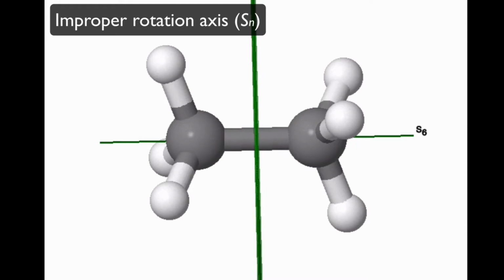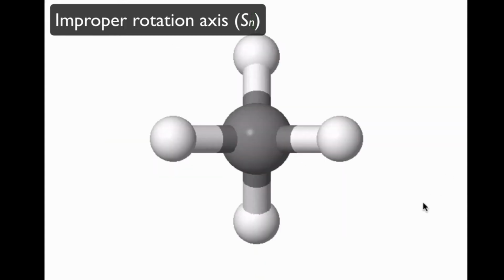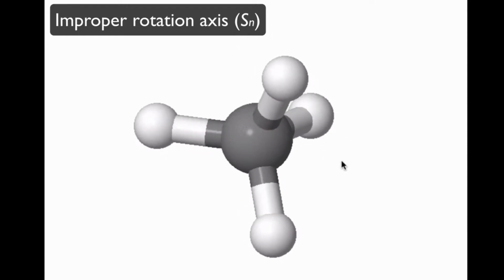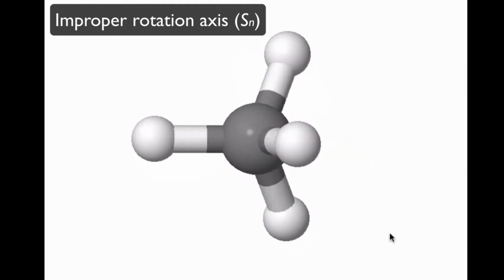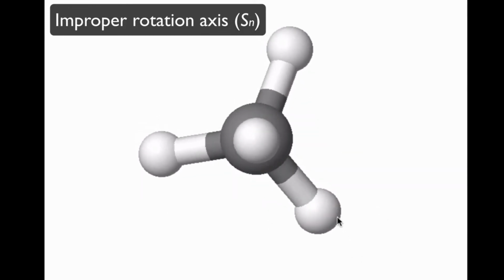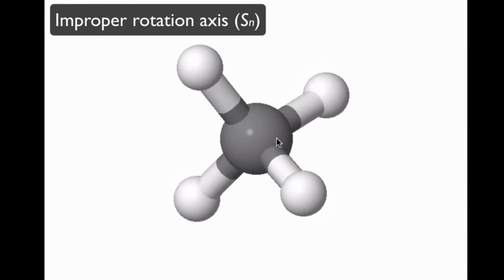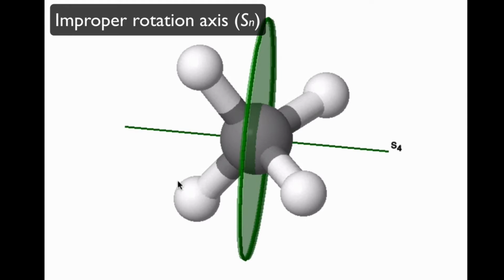You can do the same thing to quite a few molecules that have this. An octahedron does, and methane, which of course is a tetrahedron. Now, methane has a C3 axis if you look down that bond, but we also have an S4 improper rotation. I'll show that. There's our rotation axis, and then this is the plane perpendicular to that.